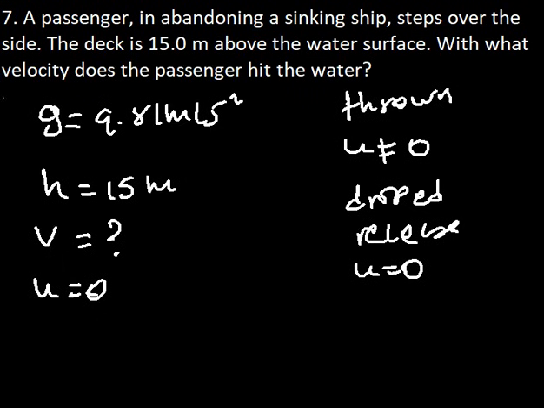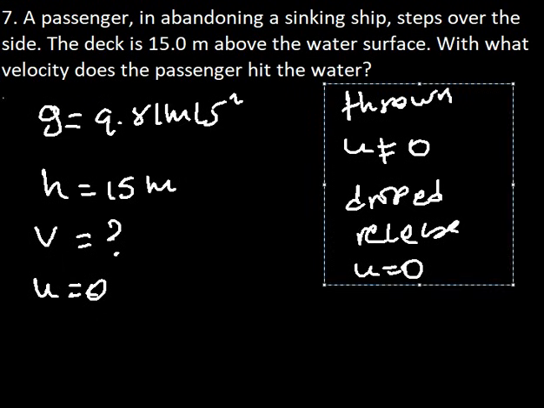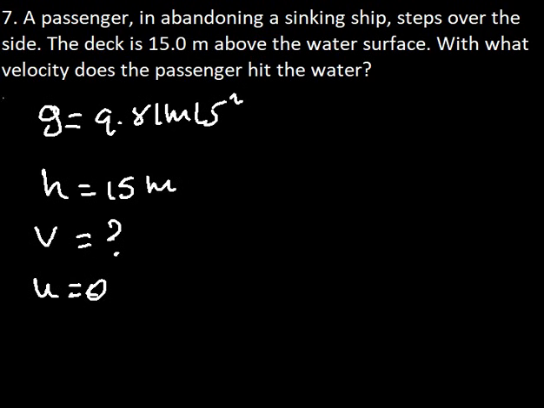So which equation should we use to find the final velocity? We make use of the same equations of kinematics. Since we have the height, we have the acceleration, and we are looking for the final velocity with the initial velocity known, we can use v squared is equal to u squared plus 2gh.